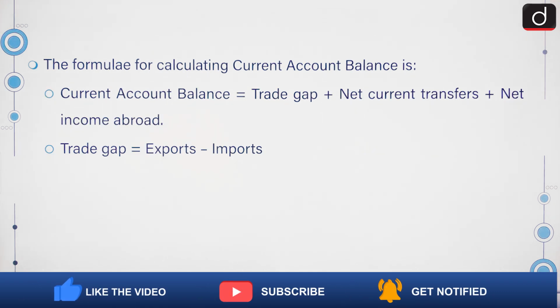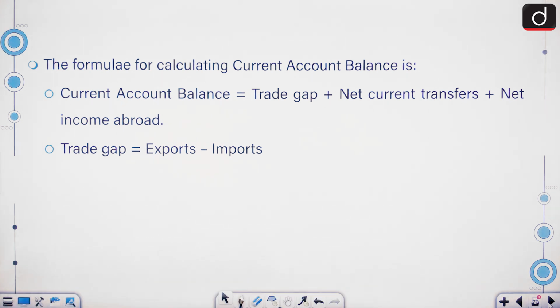The formula for calculating current account balance is: current account balance equals trade gap plus net current transfers plus net income abroad. Trade gap equals exports minus imports.